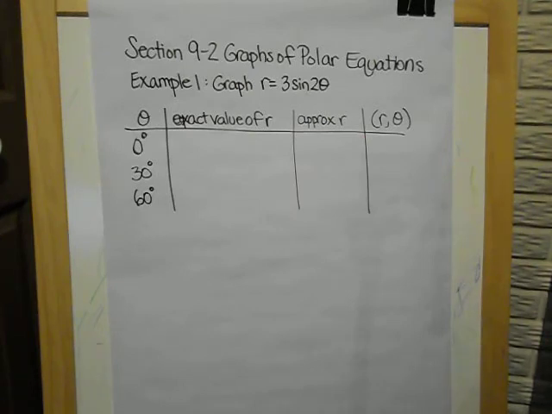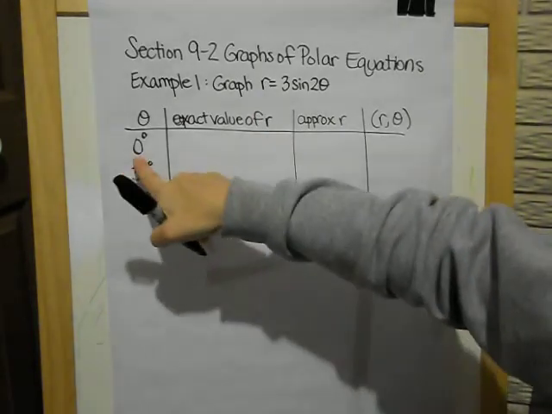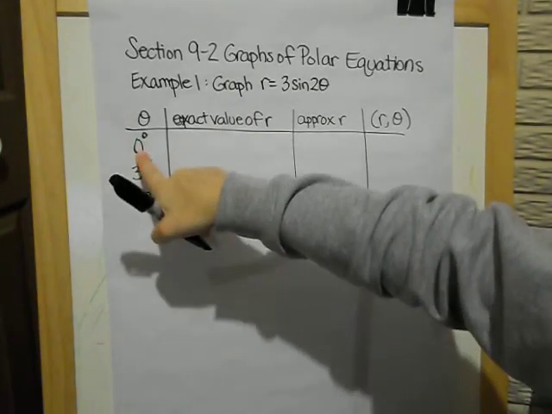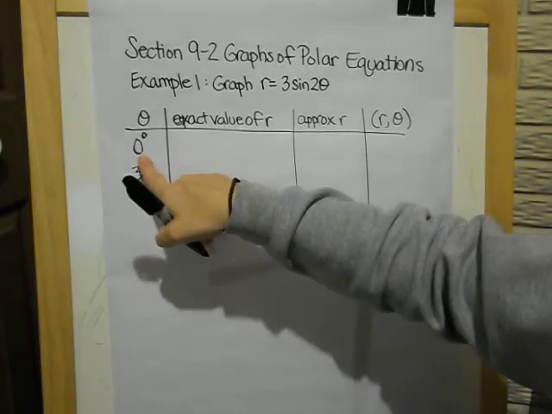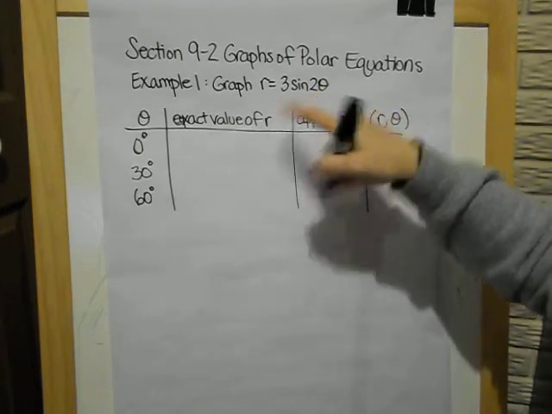So the first thing we're going to do is find the exact value of r. We do that by taking the values of theta that are in the table, and again, I just chose those to go by increments of 30, so that we could get all the way around every quadrant along that graph. So we're going to substitute that into the equation where theta is.